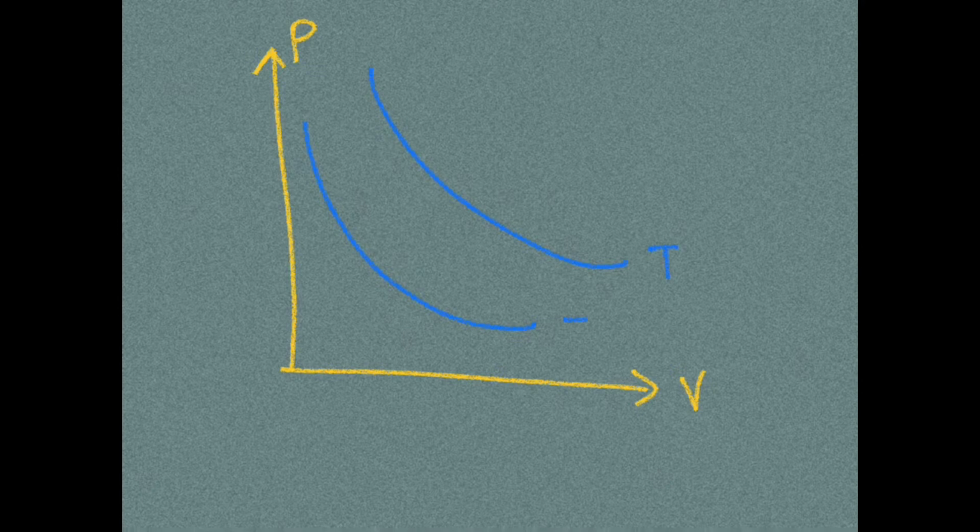Okay, now we will look at a PV graph. Y-axis is P, pressure, and x-axis is V. And then we have 2 lines here. They represent temperature, 2 temperatures T1 and T2, where T2 is greater than T1.